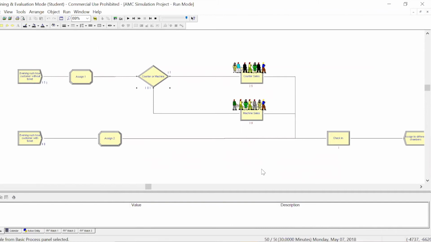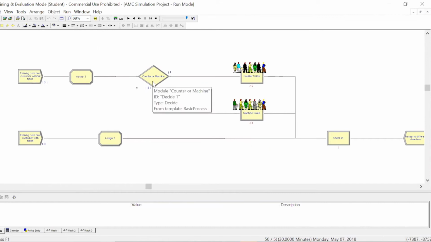So based on the flowchart we just went through, create this model in Arena. Basically, we have 5 distributions and 3 queues in our system. For a customer without ticket, after they enter this AMC, they have to decide to buy ticket at a counter or at a machine.